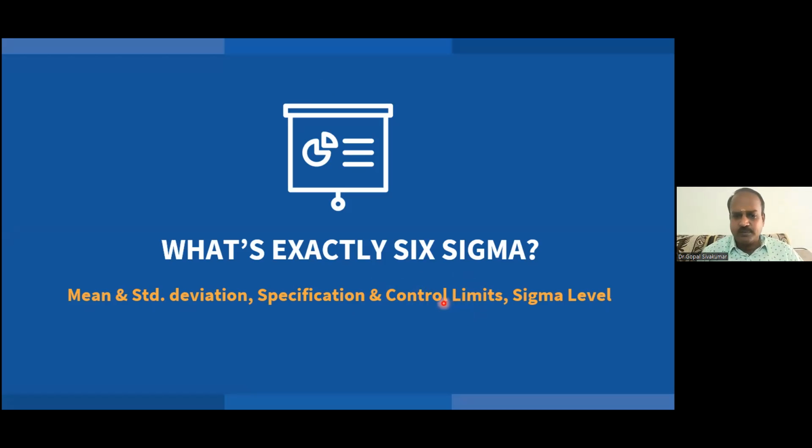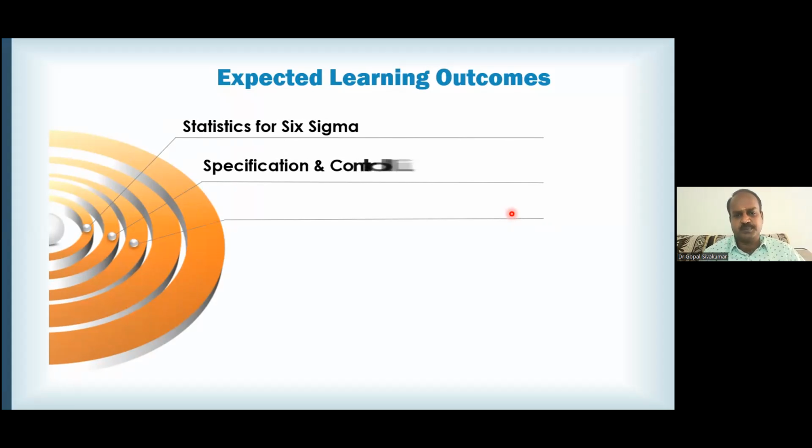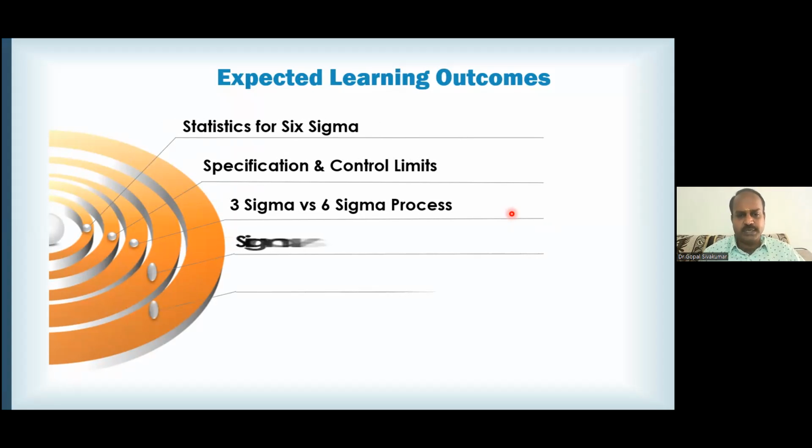And we are going to call it process limits or process control limits, and then the understanding of the sigma level. This is what I have planned for you in this particular 1 hour session. And in between, we will also have a small exercise on calculating the standard deviation. So the statistics required to understand Six Sigma, the difference between specification limits and control limits, and the difference between various sigma levels, 3 sigma, 4 sigma, 5 sigma, or 6 sigma.